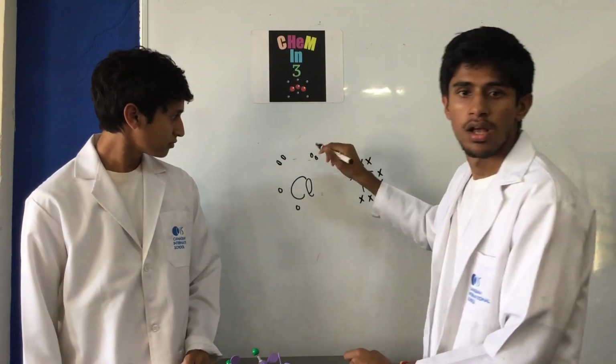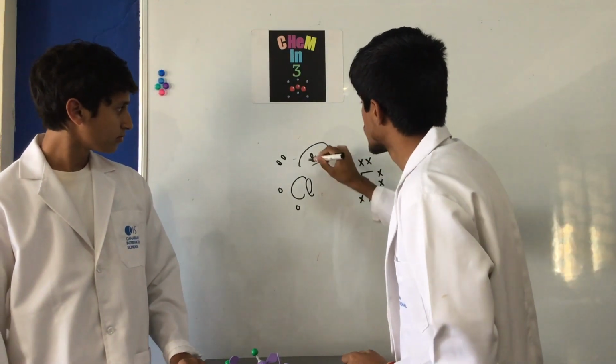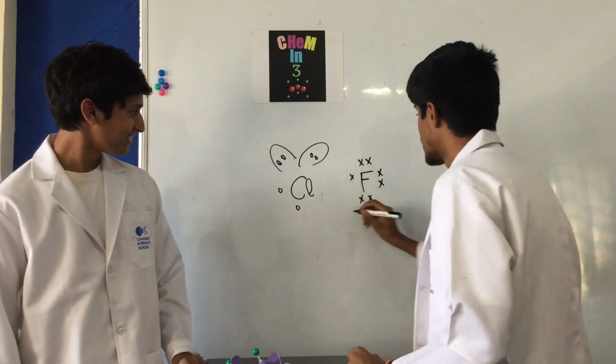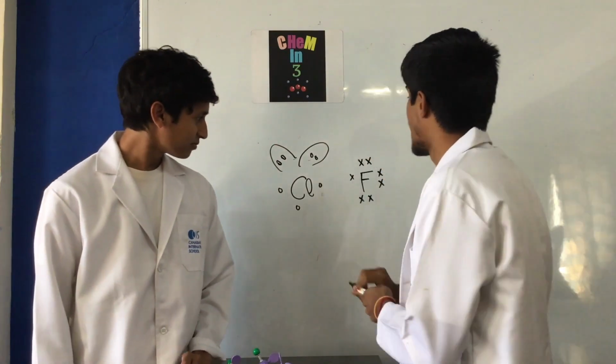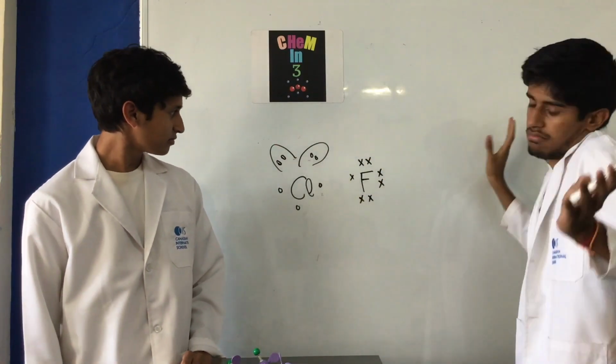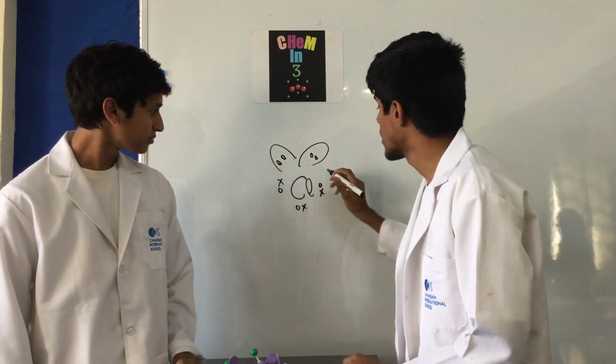These are 2 lone pairs. They look like bunny ears. Then we can add, see, it's still 7. Rules are still kept. These are the bonding fluorines.